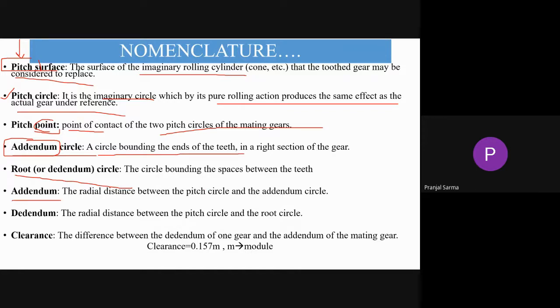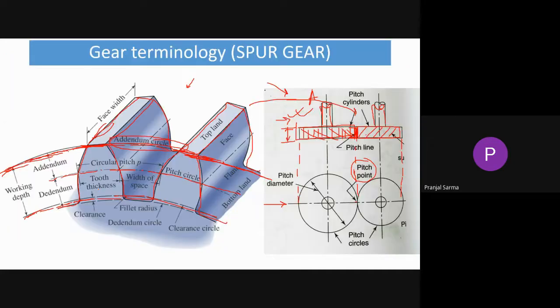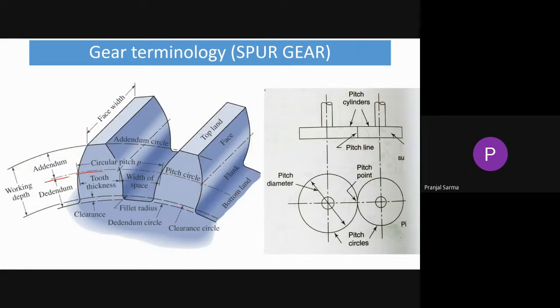Now, what is the addendum and the dedendum? You might recall that if this is one gear, one gear alone will not work. In actual practice there will be another gear like this, and the teeth from this gear and the teeth from the other gear come in contact and mesh.